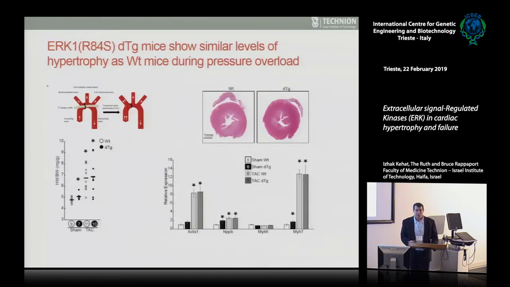So next we wanted to know how these animals behave under pressure overload. So we performed TAC, transverse aortic constriction, and this indeed resulted in significant hypertrophy, manifested by an increase in heart weight and activation of the markers. And you can see that both groups developed the equivalent amount of hypertrophy. After the TAC, the heart weight to body weight and the activation of gene markers was equal in both groups.